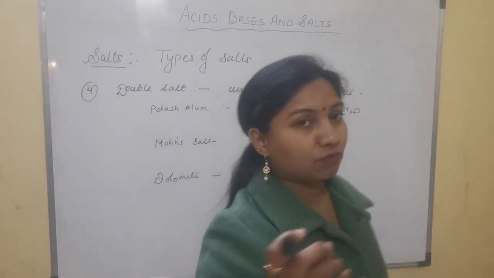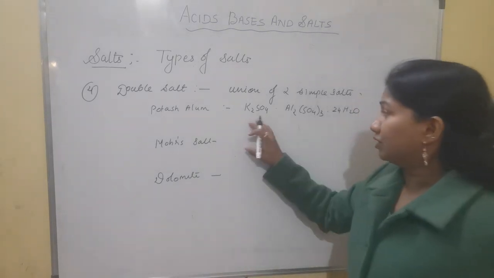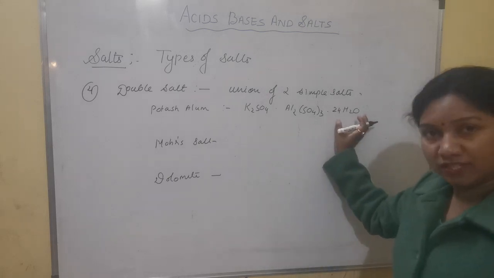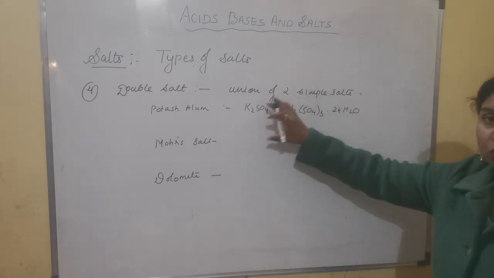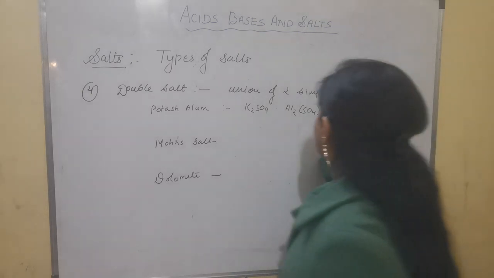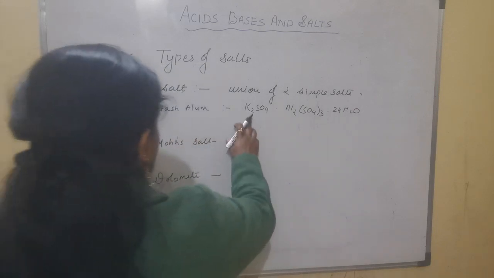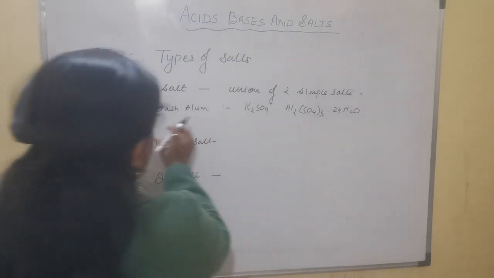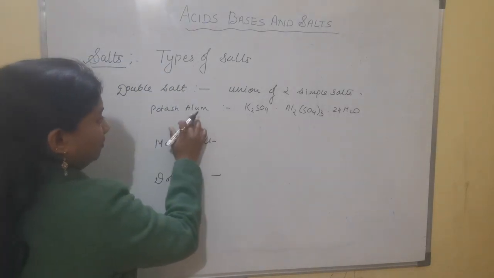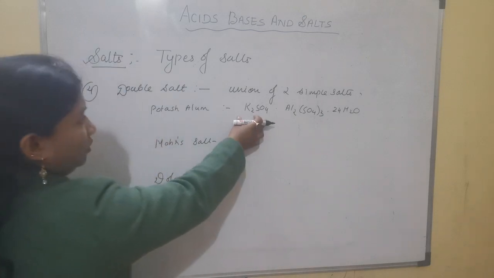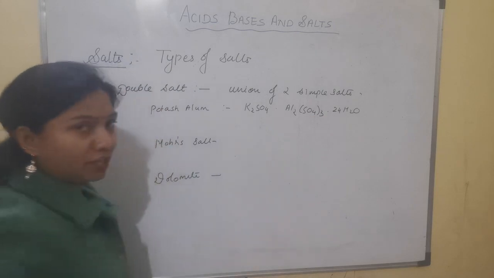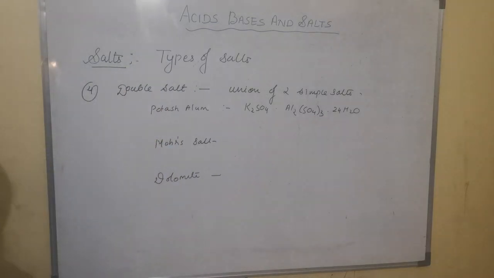Water of crystallization is the water that gets attached to the crystals while they are separating out from the solution. It is loosely held, in loose chemical combination with the original compound, so you can easily remove it by heating the crystals. From the name itself you can get the idea that potash is potassium and alum stands for aluminium. The simple salts are potassium sulfate and aluminium sulfate, and 24H2O is the water of crystallization.